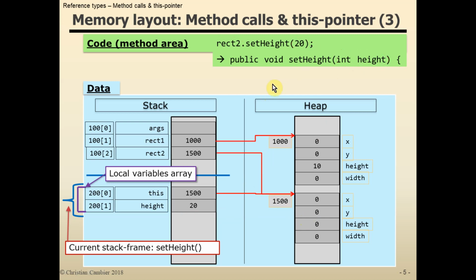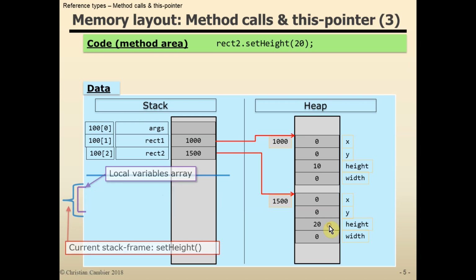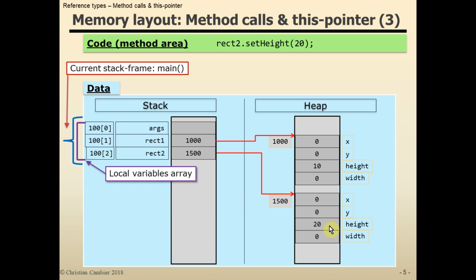Executing the statement this.height = height. So again, reading from right to left, parameter height with a value of 20 will be assigned to this dot, so 1500 dot, we dereference the this pointer to arrive at this object. We want to change the height property, and this field receives the value of 20. That's all for this method. We leave it. The current stack frame is cleared, and we're back at the stack frame of the main method. The end result is that both objects have been changed. rect1 now has a height of 10, and rect2 has a height of 20.